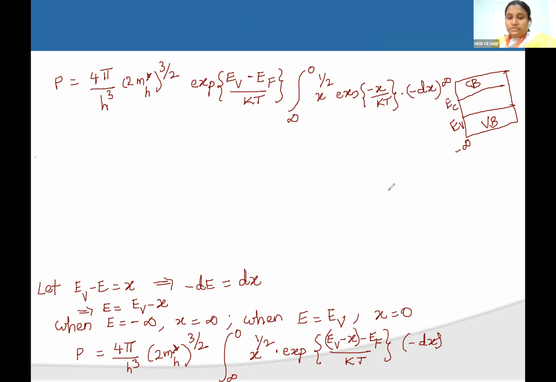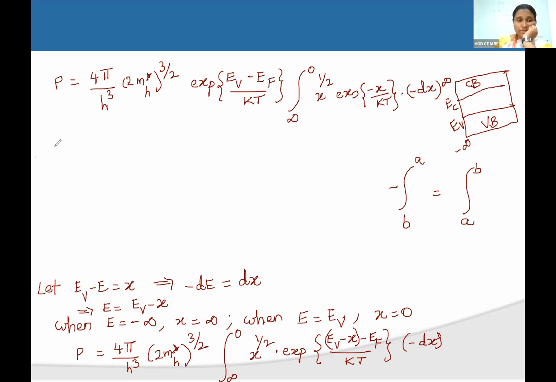One thing, students, I hope you know this: minus of integral b to a. Suppose I have an integral with a minus like this, I can write it as a to b. So if there is a minus, I can change my lower limit to upper limit and upper limit to lower limit. You know about this, right? Same logic I'm going to apply here. Because here I got a minus, I want to remove this minus, so I change the limits. This 0 will come down and infinity will go up.